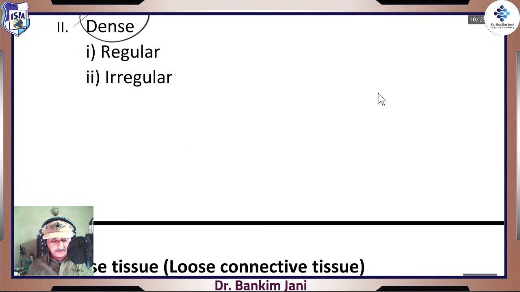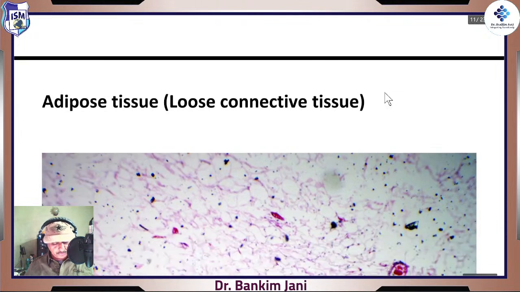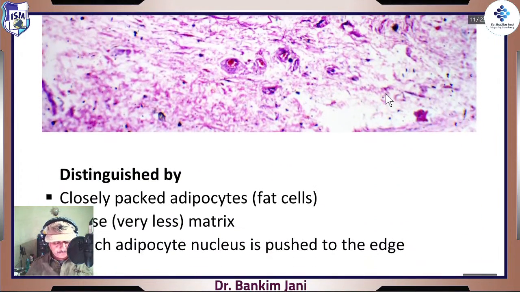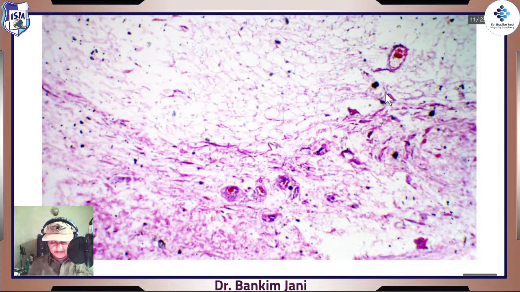For the densely arranged, we once again have two options. Densely arranged means is there a specific scheme, right? Proper, regular, or completely irregular. So that is also one of the things. Moving on to adipose tissue, which is a loose connective tissue. Just by the looks of it, you see that there are adipocytes, there are fat cells, right? These are all fat cells.